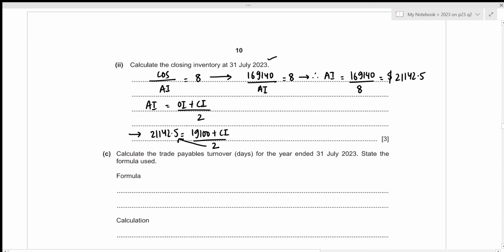That will go as part of the product. Then we need to move this 19,100 to the other side as well. So our closing inventory will be 21,142.5 times 2 minus 19,100, which results in the value of 23,185. That's our closing inventory value.